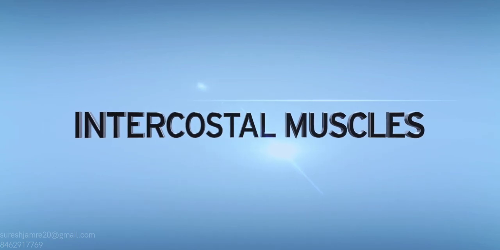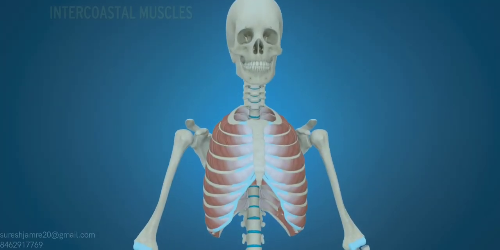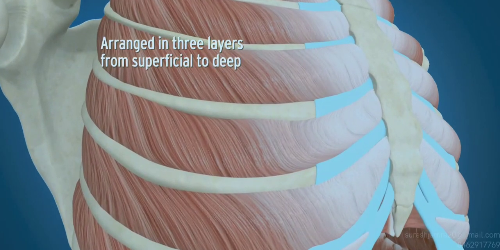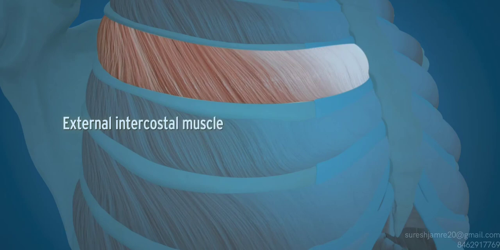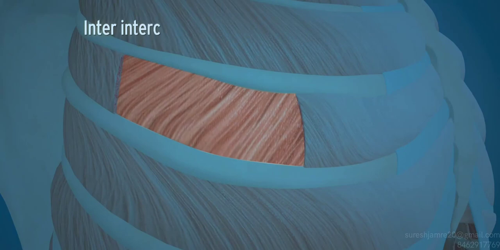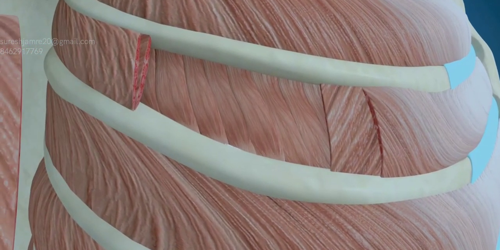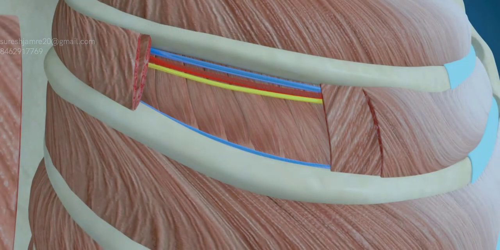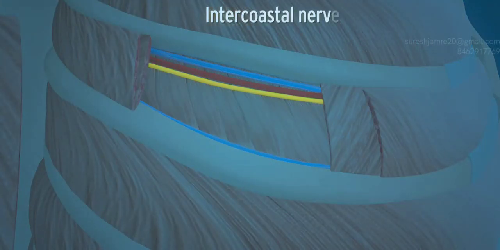Intercostal muscles. The muscles are arranged in 3 layers from superficial to deep: external intercostal muscle, internal intercostal muscle, transversus thoracis muscle. All intercostal muscles are supplied by intercostal nerves of the spaces in which they lie.